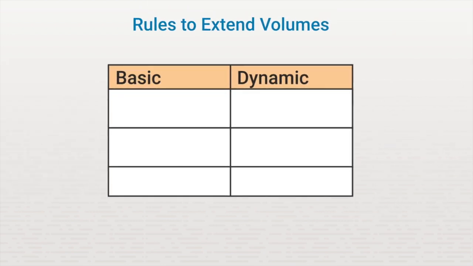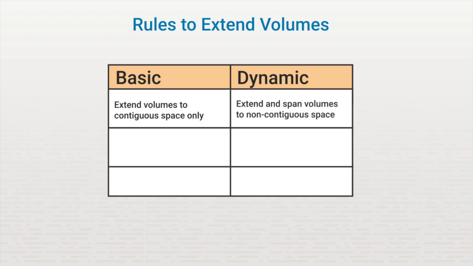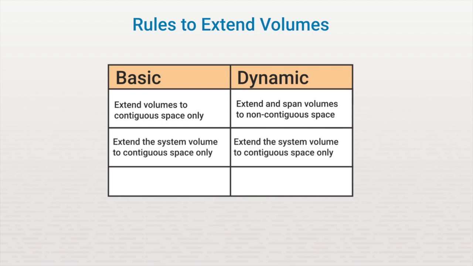Let's review the rules for extending volumes. The first you need to know is whether your hard disk is a basic disk or a dynamic disk. On a basic disk, you can extend all volumes to contiguous free space, and this includes the system volume. If you have a dynamic disk, you can extend and span all volumes using non-contiguous free space. However, the system volume can only be extended to contiguous free space. It cannot span volumes.